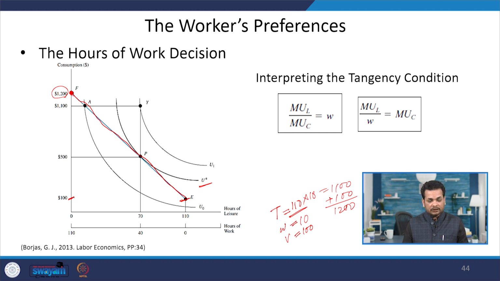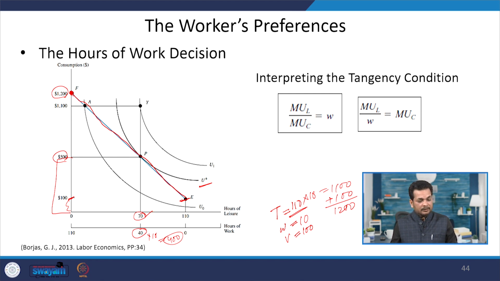The slope of this utility function equals the slope of the budget constraint. At the point P, the worker is consuming 500 units of consumption and having a leisure of 70 hours, or the work hours is 40 hours. So, by working 40 hours in the labor market with a wage rate of 10, he is getting $400 as earned income, plus the non-labor income of 100. So, the total amount of goods and services he consumes at point P is $500, working for 40 hours and having a leisure of 70 hours.